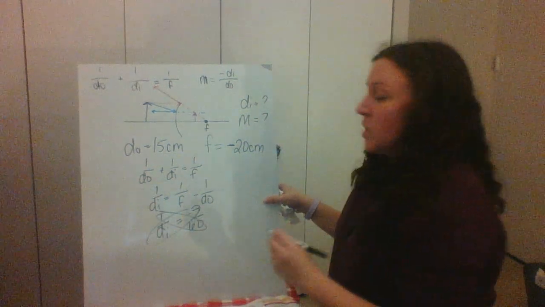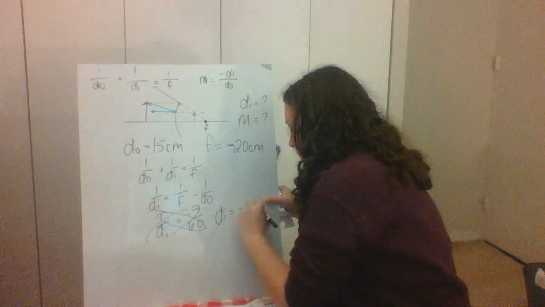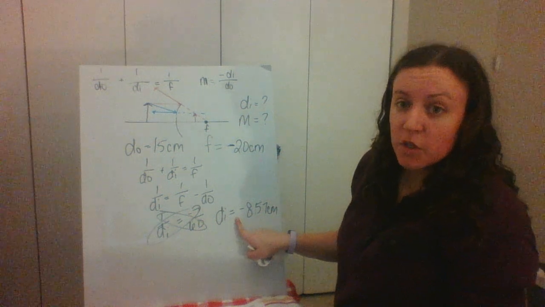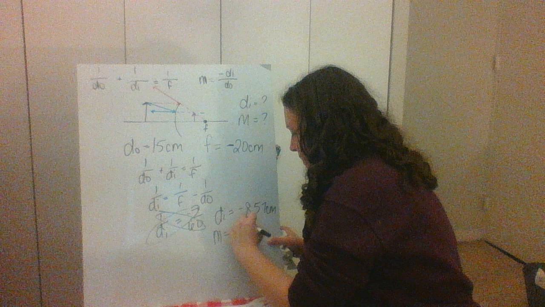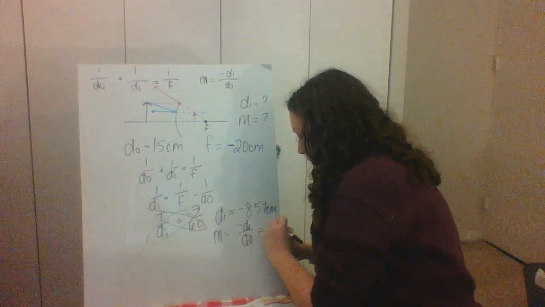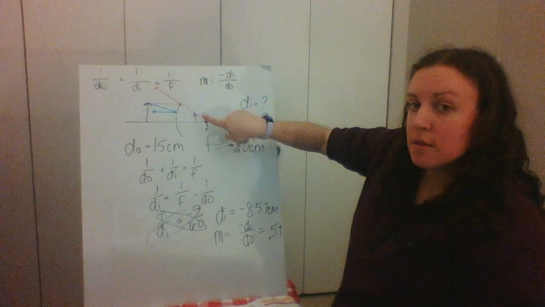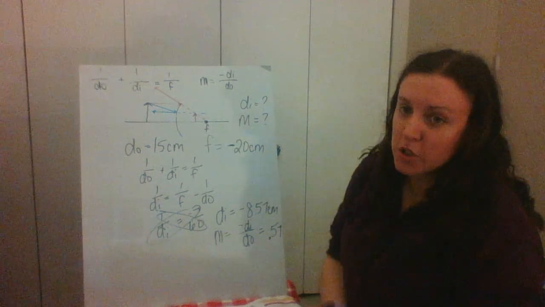Don't forget to cross multiply. DI becomes negative 8.57 centimeters. This negative means virtual. Magnification is negative DI over DO. So our magnification is 0.57. Now, if magnification is positive, it means it's upright, which it is. And if the absolute value of this number is less than 1, it means it's smaller, which it also is.